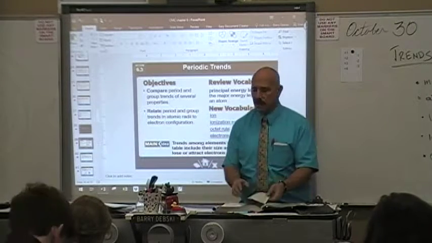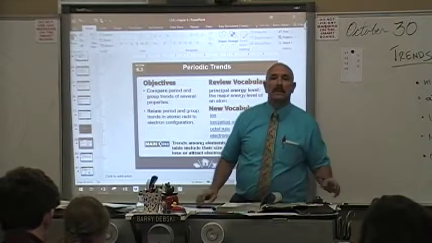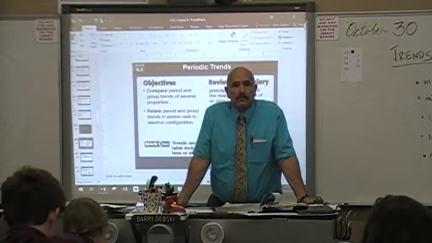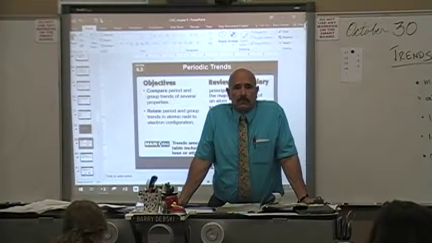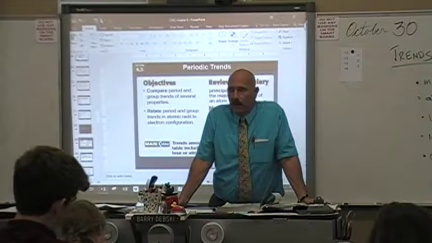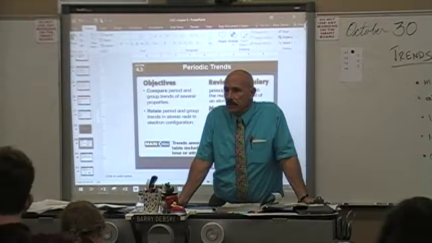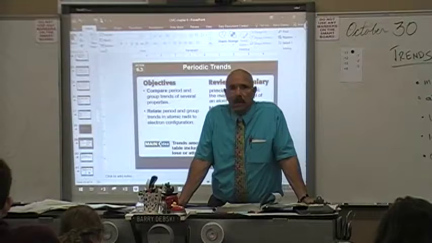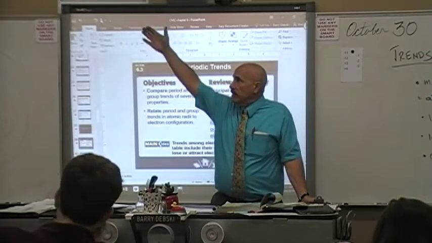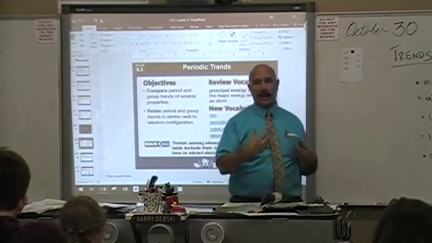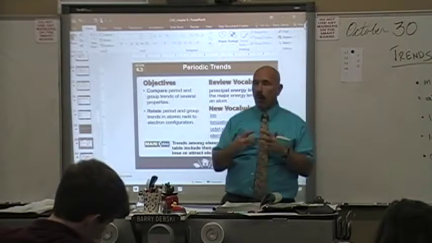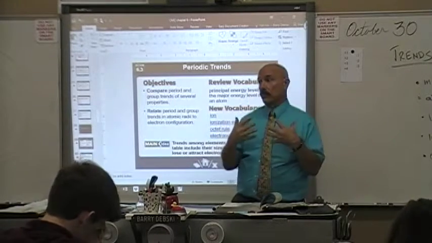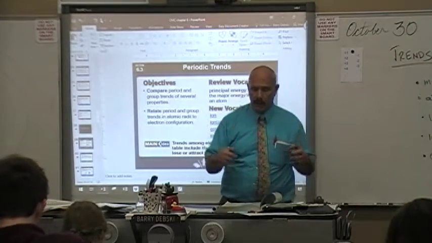Number 65. What is the octet rule? Elijah? Atoms tend to lose or gain electrons to have a full set of 8 valence electrons. Okay, everybody knows oct means 8, right? So octopus, octagon, octet. And everything in our noble gases has 8 valence electrons. So the goal of every atom is to get 8 electrons in its outer shell.